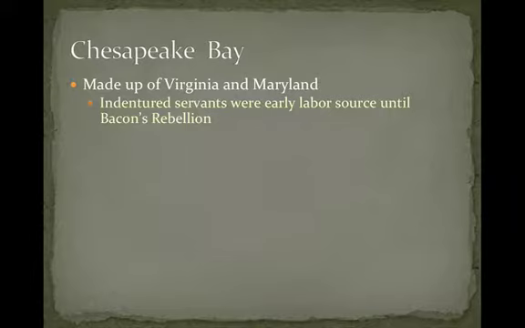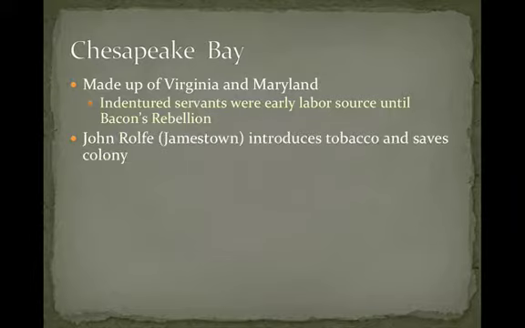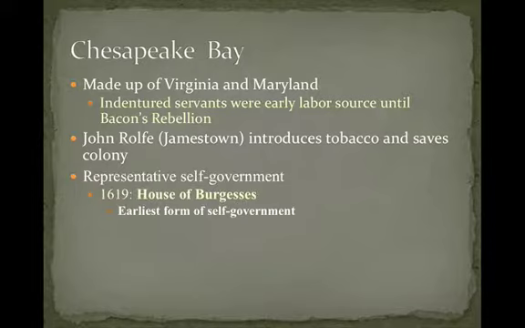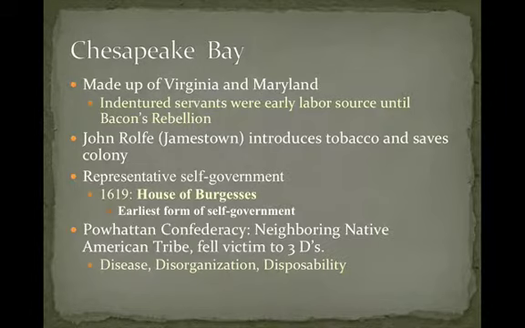John Rolfe is going to be the main historical figure here in Jamestown who introduces tobacco and basically saves the colony. They had a representative form of self-government. Back in 1619, it's going to be called the House of Burgesses. This is going to be the earliest form of self-government. This is going to be important later on as we look at tracing the development of self-government here in the English colonies.